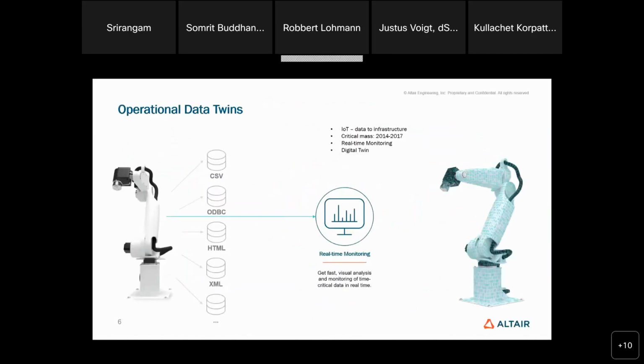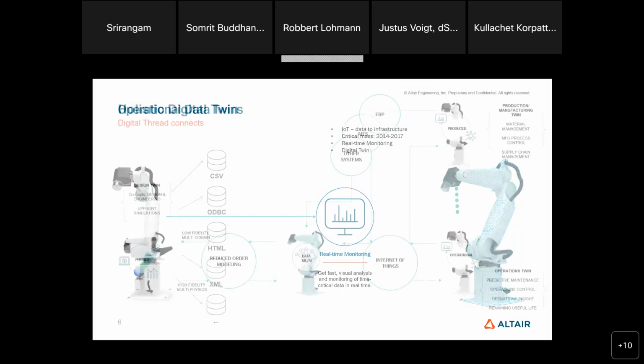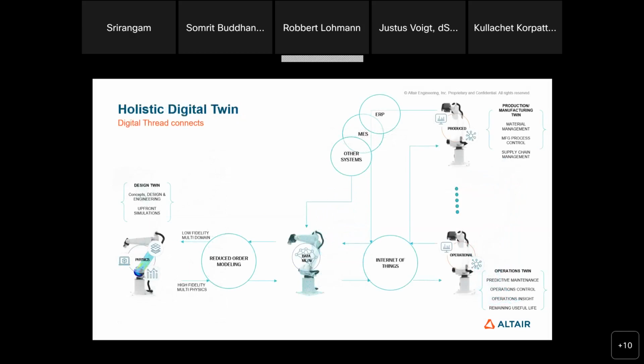Okay, that was just to give you a quick overview. Typically, what we see is people talk about the operational twin. What they do is collect the data from the field and try to update the model, and they call it the digital twin. For us, that's only one part of the story. That's the operational digital twin, and that is very much data driven.